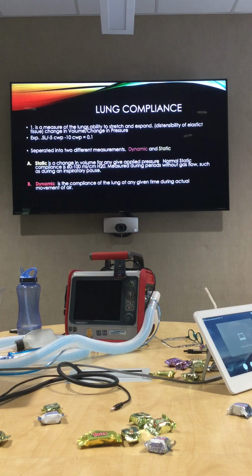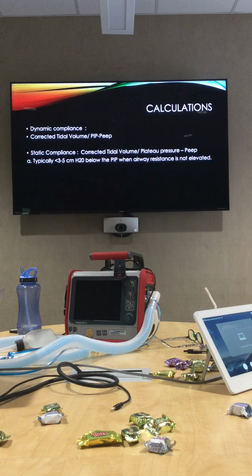That's why you give them an inspiratory pause. Dynamic compliance is basically the lung at any given time during actual movement of air. Its calculation is the corrected tidal volume divided by your PIP minus your PEEP. Static lung compliance is your corrected tidal volume divided by plateau minus your PEEP. Plateau is typically about 3 to 5 centimeters below your PIP value.